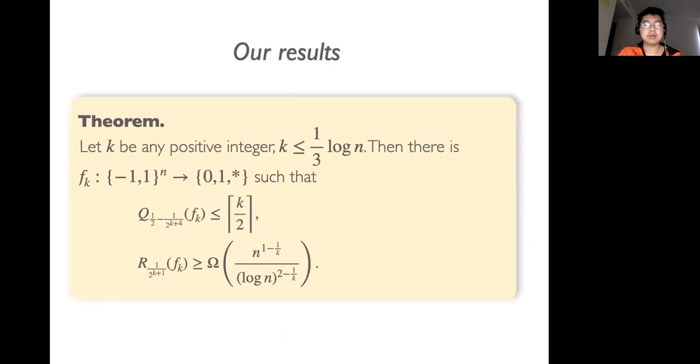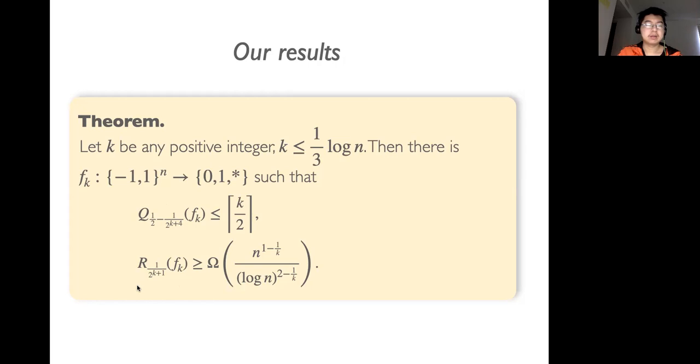In more detail, what we proved is the following. For any positive integer k no larger than log n over 3, there is a partial function such that its quantum query complexity with respect to this error parameter is k over 2. But the randomized query complexity with respect to this error parameter is n to the 1 minus 1 over k divided by (log n) to the 2 minus 1 over k.